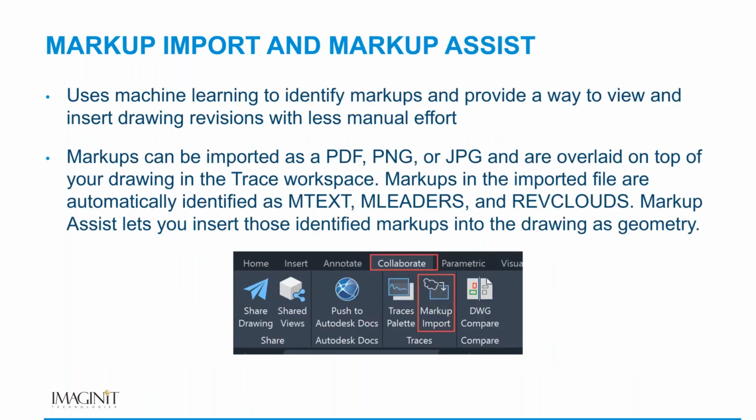So first thing we're going to talk about today is the Markup Import and Markup Assist. This uses machine learning to identify markups and provide a way to view and insert drawing revisions with less manual effort. Markups can be imported as PDF, PNG, or JPEG and are overlaid on top of your drawing in the trace workspace. And then markups in the imported file are automatically identified as M-line text, M-leaders, and rev clouds where appropriate. And the Markup Assist allows you to insert those identified markups into the drawing as geometry. And you will find that under your Collaborate ribbon tab, under the Traces, you'll see the Traces palette and the Markup Import palette.